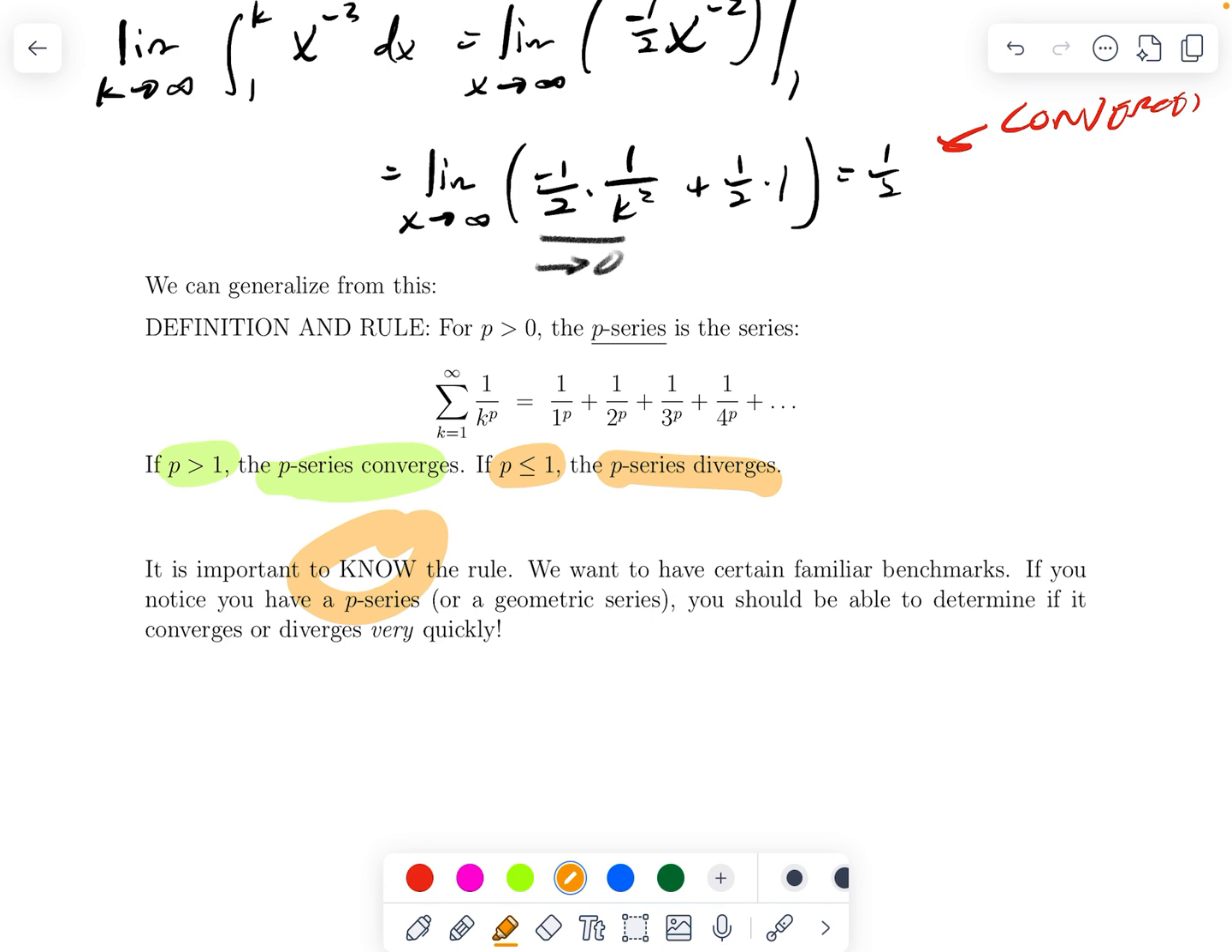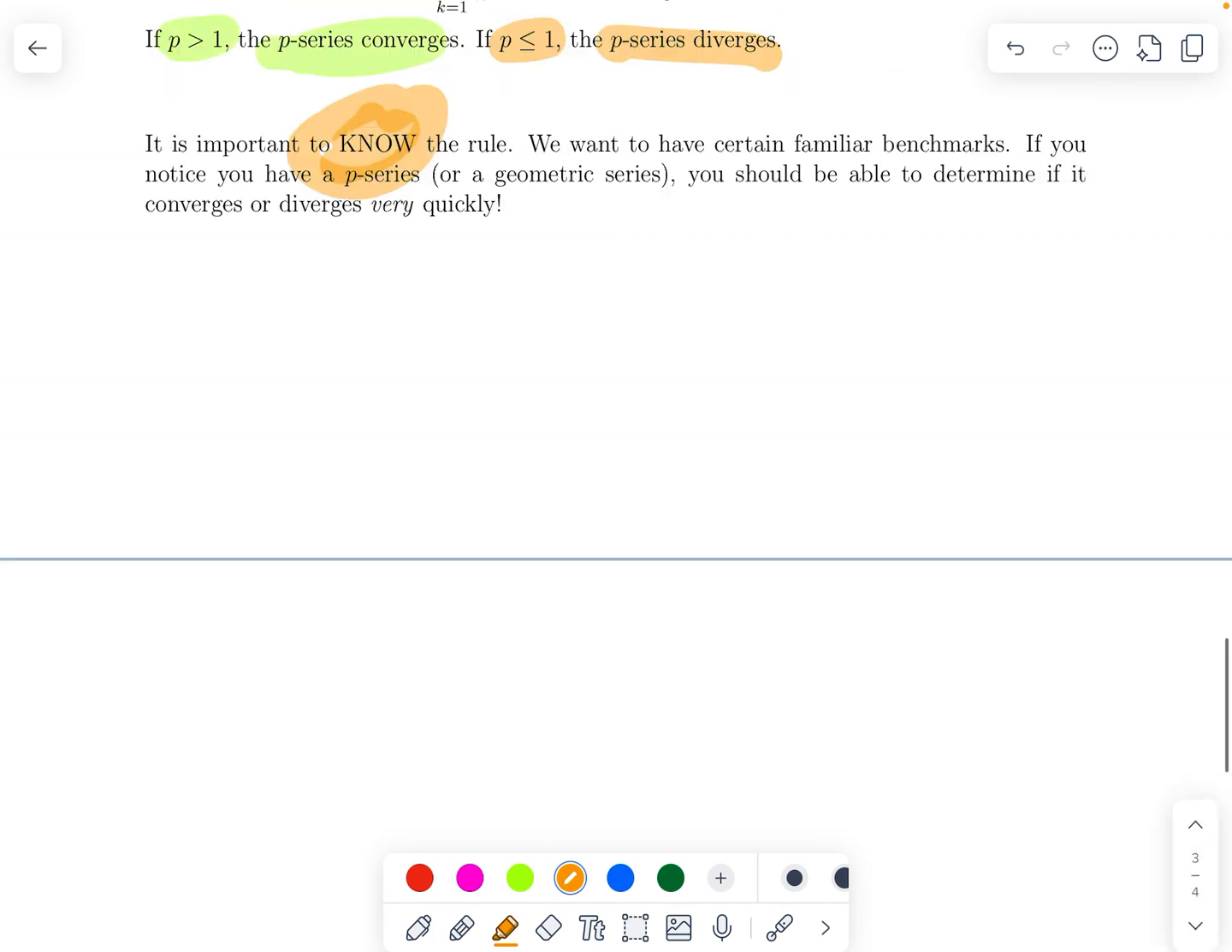Same with geometric. We want to have a very small number of familiar series that we just know everything there is to know about. So when we see other kinds of series, we're ready to make some comparisons to things we understand better. So make sure you really know this. Okay, that is the end of this section.